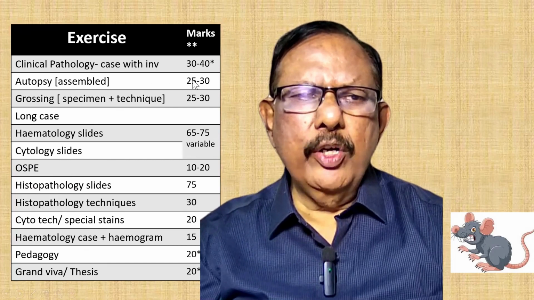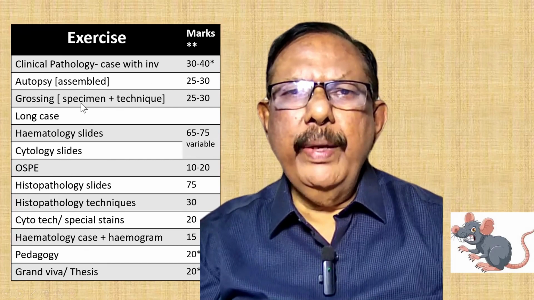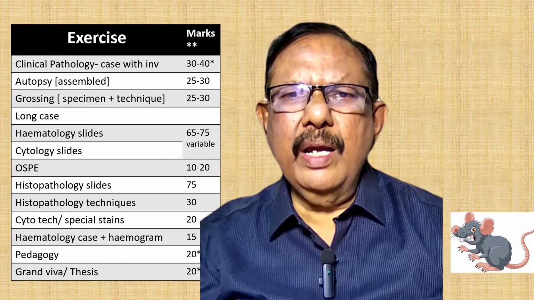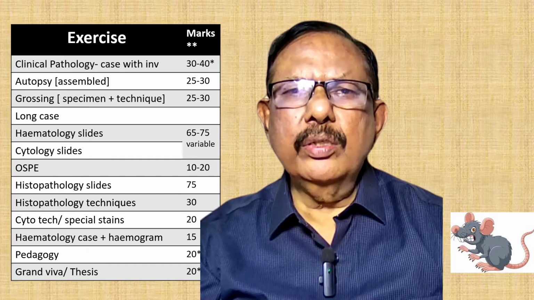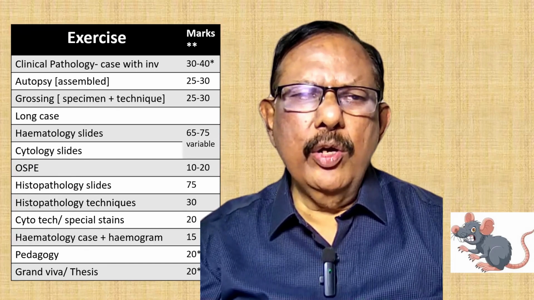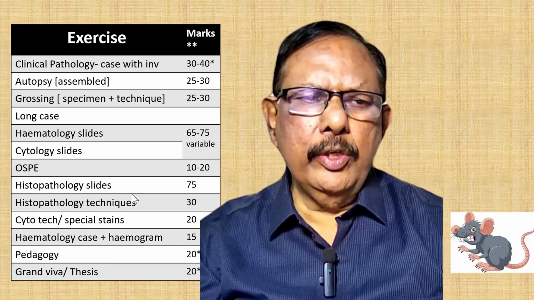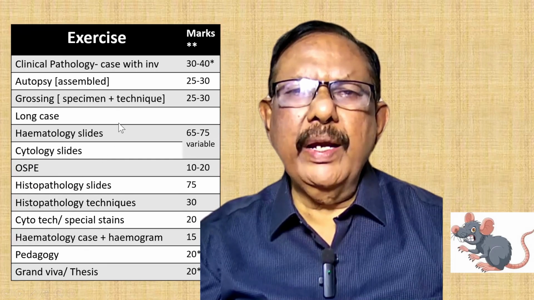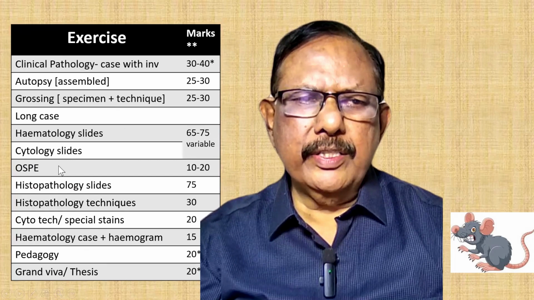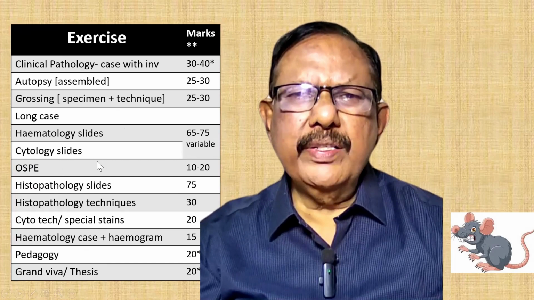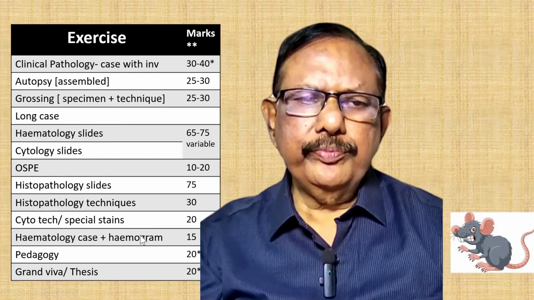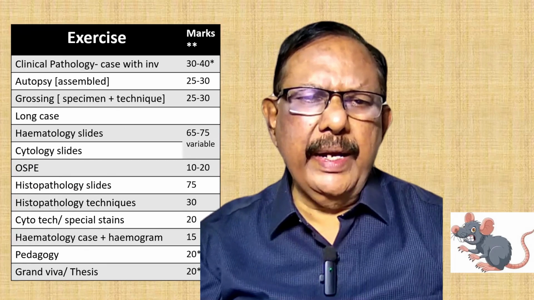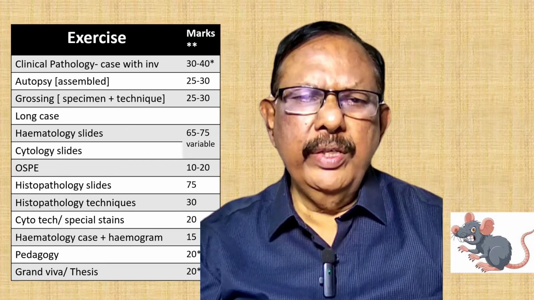So there is an assembled autopsy, then the grossing. It will be diagnosing the gross specimen and describing, but some people also insist that one specimen be given to each of the candidates for them to perform the grossing in front of them so that they could assess. There is a long case which can be clubbed with the clinical pathology and also a hematology case which can again be clubbed with the clinical pathological case. The slides, as I told you, on the first day it will be the cytology slides and on the second day it will be the histopathology. The techniques again will be carrying marks. I'll show you the distribution of the days.